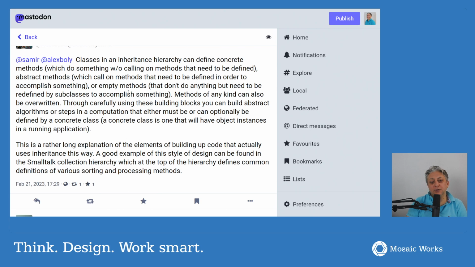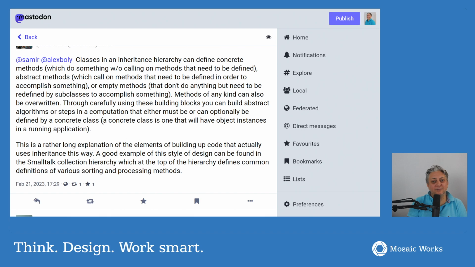So I don't know. I've always had difficulties with evolving inheritance. I think this is the challenge, and we end up discussing this as well. But so we can build abstract algorithms or steps in a computation that either must be or can optionally be defined by a concrete class. Cool. So that's interesting.